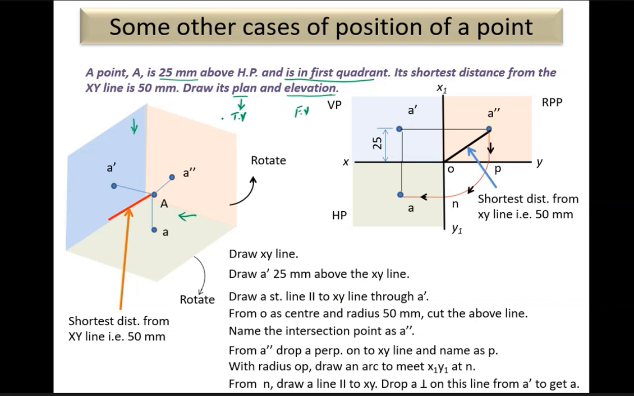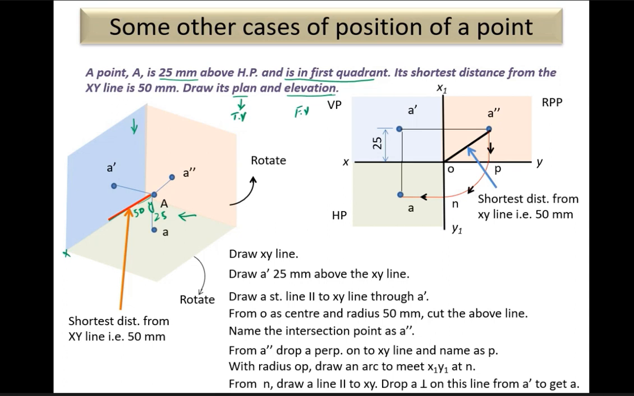We have to draw the plan and the elevation of the point, or we can say the top view and front view of the point. So we know the point is 25 mm above HP, and it is in the first quadrant. And we have been given the shortest distance from the XY line. We don't know the elevation, but we get this shortest distance. This is 50 from the XY line. And we know this is 25.